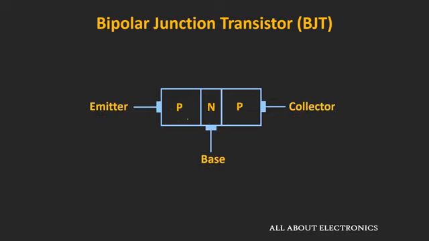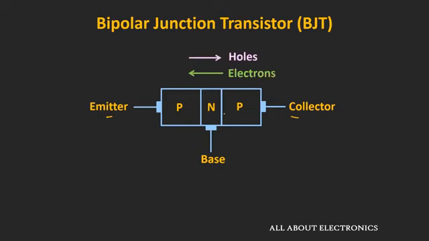On the other hand, in the PNP transistor, the base is doped with N-type impurity and the emitter and the collector are doped with P-type impurity. And here, the term bipolar indicates that both electrons and holes contribute to the flow of current.